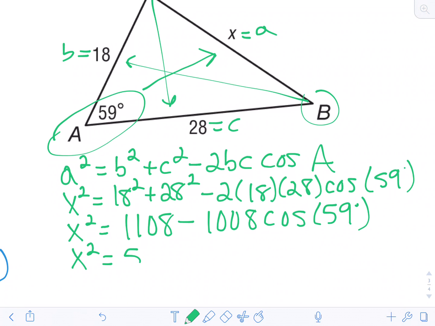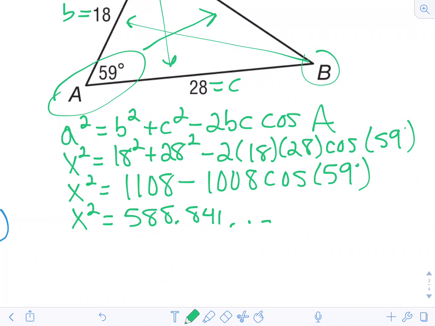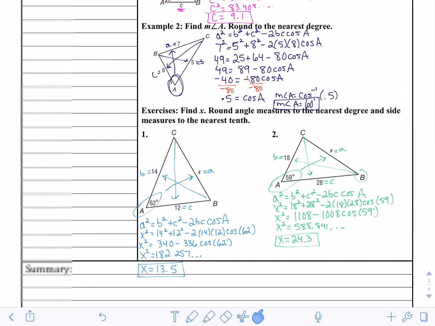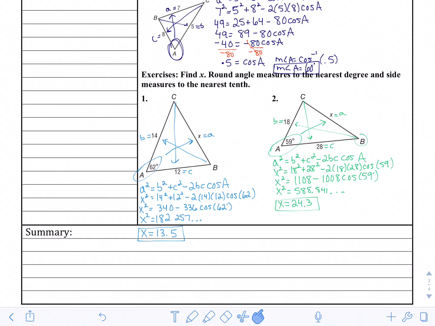And that gives me 588.841 and a lot of other decimals. Okay, don't round just yet. You're going to take the square root. So square root of second answer gives me 24.266. So 24 point, I can round that to 3. So 24.3. I don't have units, so that would be my final answer. And yeah, that's it. All right, so those are your notes over the law of cosines.